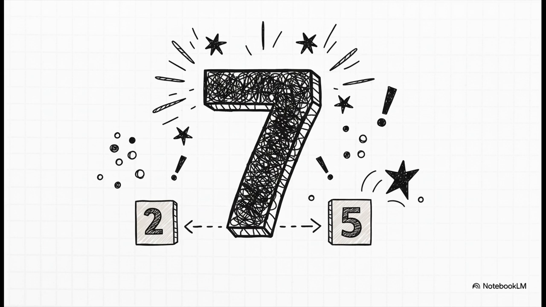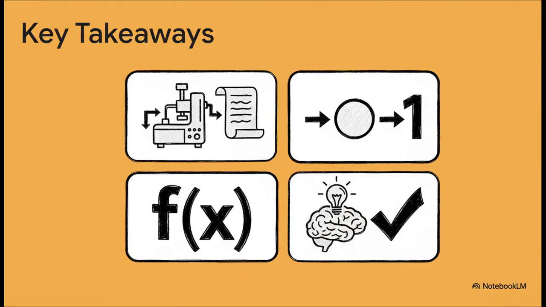Excellent work! So let's quickly recap what we learned. First, a function is just a rule, like a set of instructions. Second, and this is the big one, every single input has only one output. Third, we have that special shortcut to write it, f of x. And finally, the most important thing to remember is that you can do this. Once you know the rule, you just have to follow the steps.